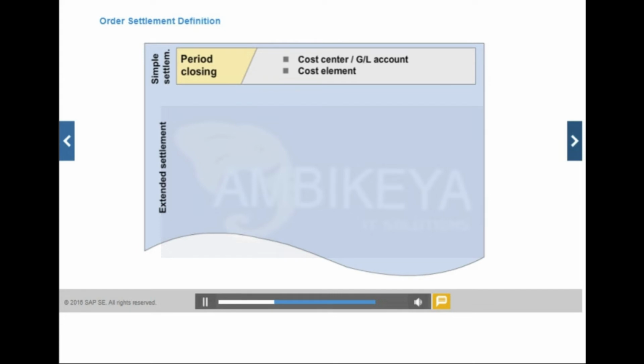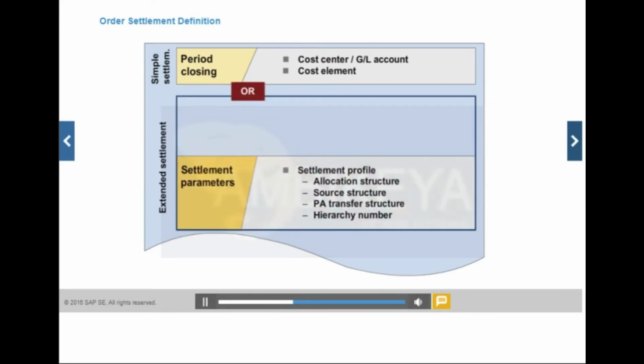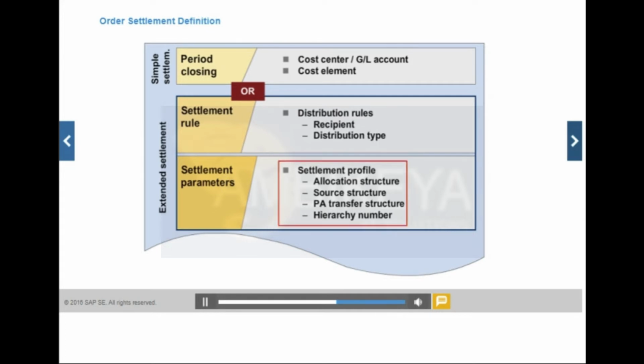Extended settlement. Extended settlement allows you to create your own settlement rules in the order master record. These settlement rules can be used to settle costs to one or more receivers and allow a wide range of receivers, such as WBS elements, sales orders, and profitability segments. Specify how the costs are to be split, that is, distribution rules. In extended settlement, you control the settlement process using assignments in the settlement parameters on the order master record.